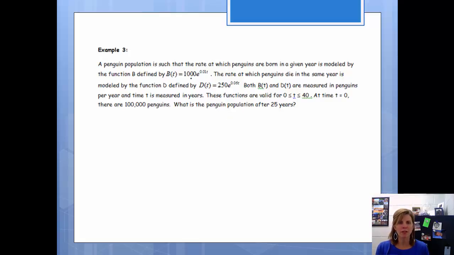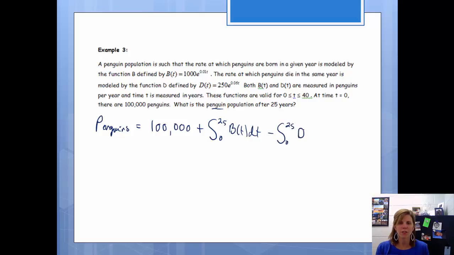So again, we have rates. Both of those are measured in penguins per year. So if I just want to know how many penguins, I will be taking the integral. My integral setup, I'm just going to put p for penguins. My penguin population is going to equal how many I started with. Okay, and then I'm going to add how many were born. So to get how many were born, we're going to go from 0 to 25 of b of t, and then I'm going to subtract how many died, which would be the integral of d of t. All right, so that would be my integral setup, and again, a lot of times the problem will just ask for the integral setup, and that's that.